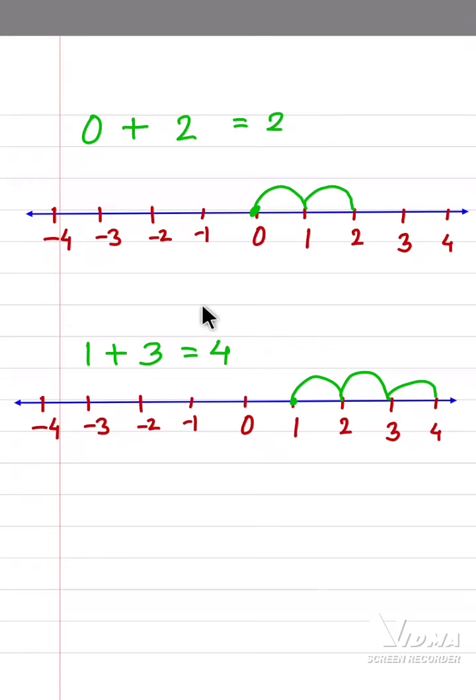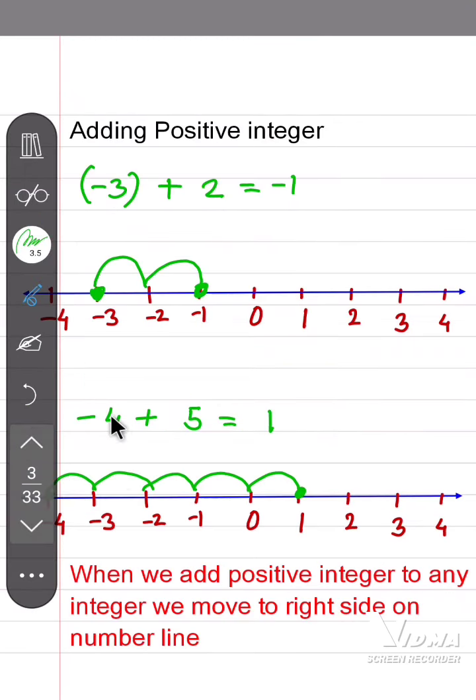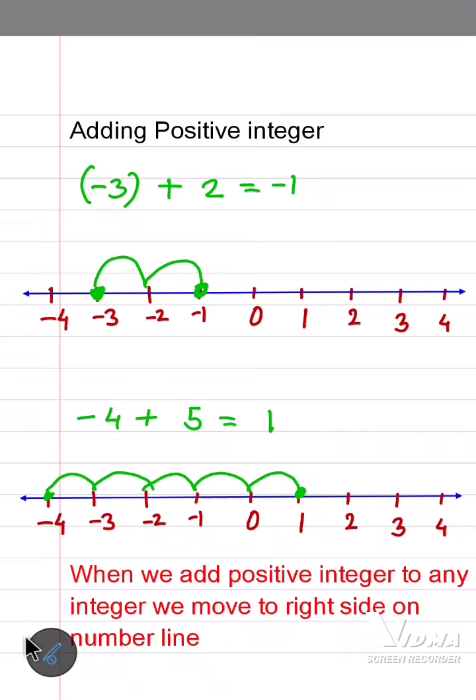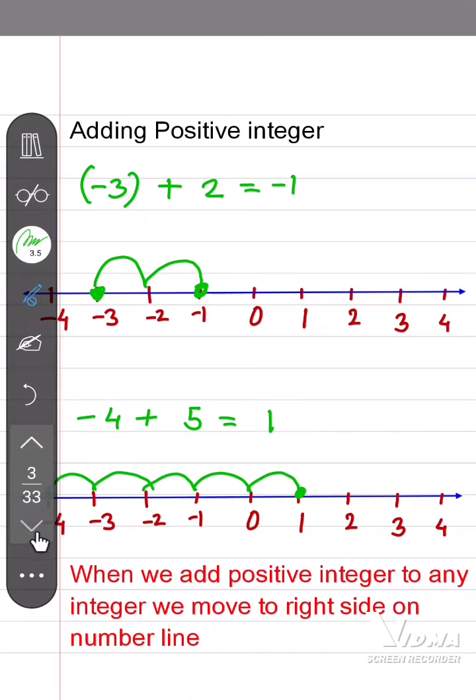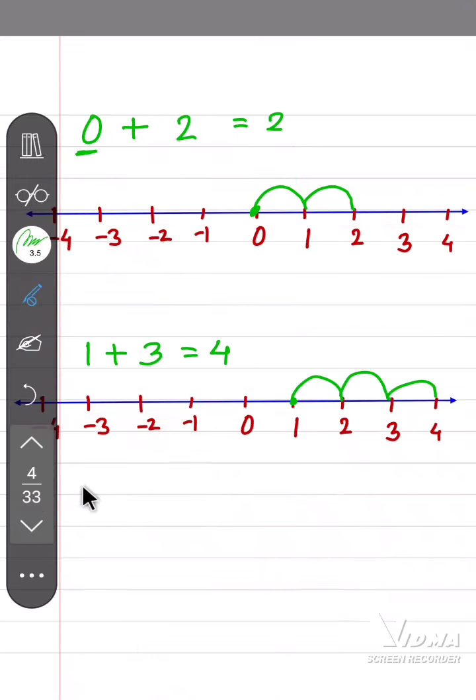Any kind of integer means your first integer may be 0, may be a positive integer, or sometimes it may be a negative integer also. But when you add a positive integer to any kind of integer, you always move to the right side of the number line, and so you will get the addition of the integers.